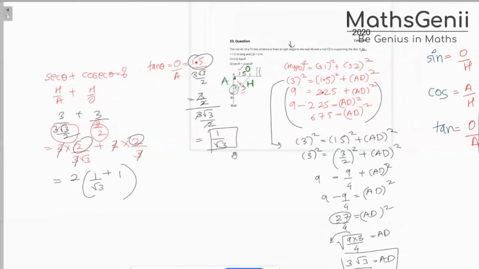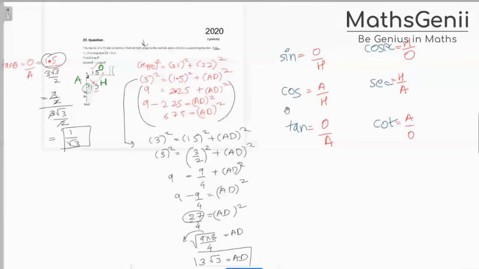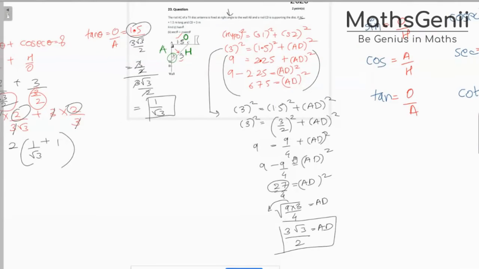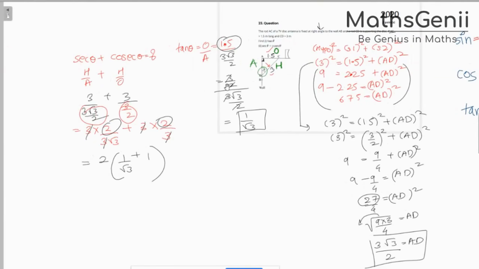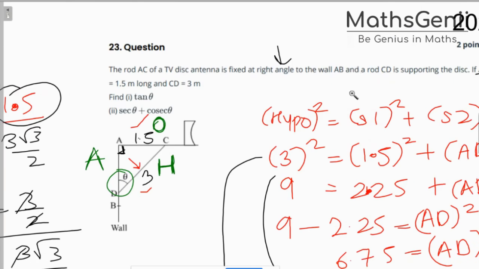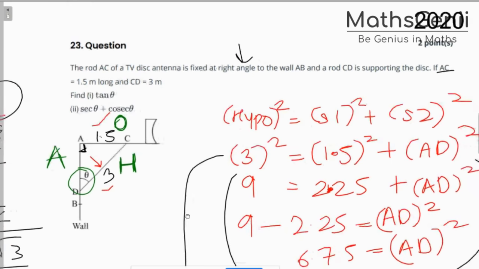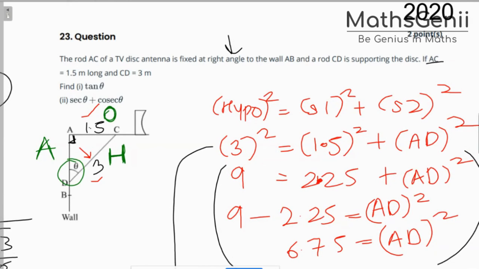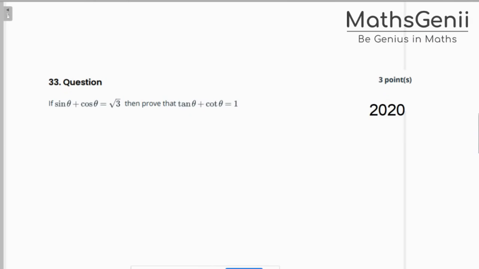You can take a screenshot of this if you want a complete picture. This was your concept. This was your first step, this was your tan theta, and this was your second step. You can take a zoomed picture of the question as well. A very detailed explanation I've given for this question. Let's look at the next question.